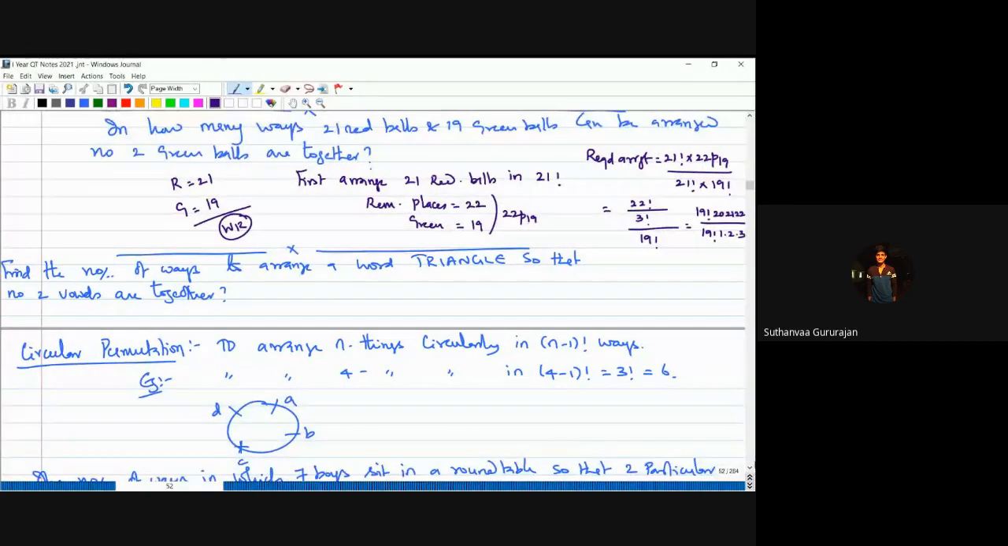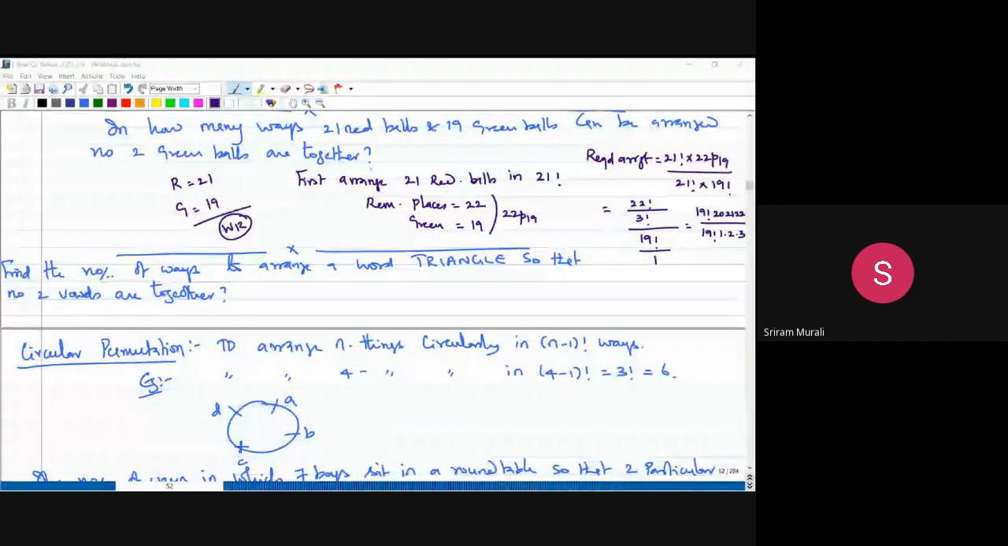Sir, for 22P19, if we subtract, does the 3 factorial come in multiplication? Will that 3 factorial go to the denominator? What is the answer? If you revert, can you not get 19 factorial in the denominator? I didn't understand, sir.